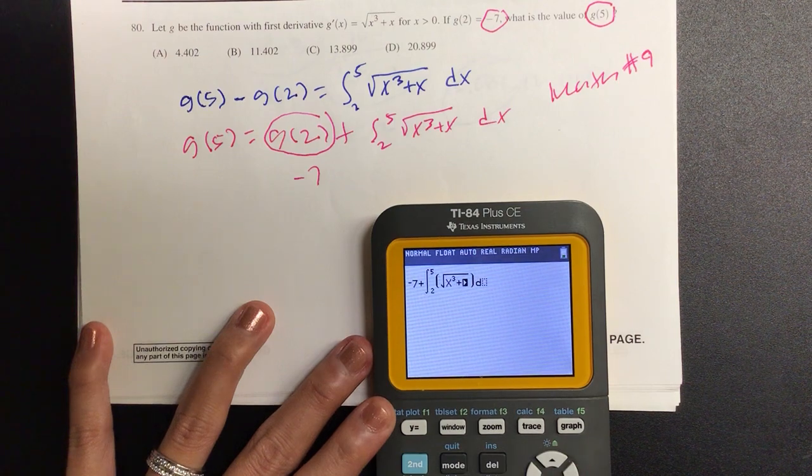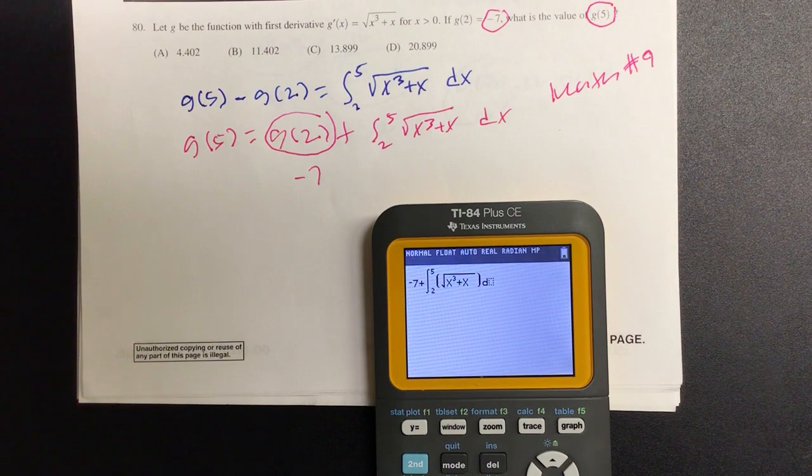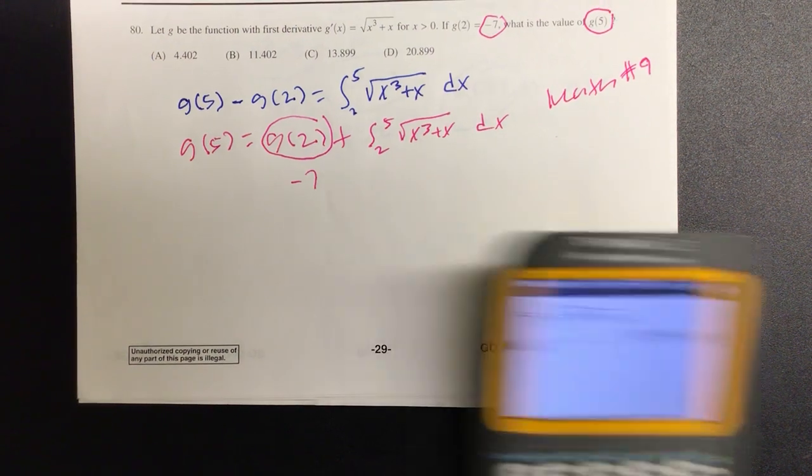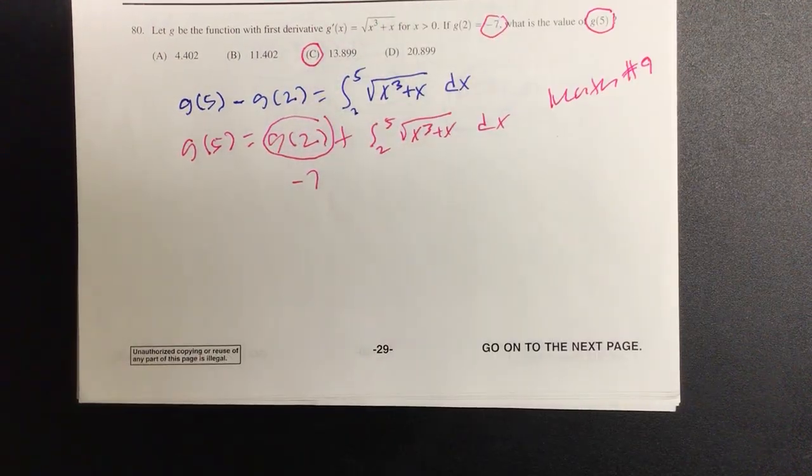If it's a calculator portion, you don't need to show work. Everything in the 70s and on is going to be a calculator portion. And it's going to give us some value in the 13s. Do y'all get 13 point something? 899. So we have 13.899. Done.